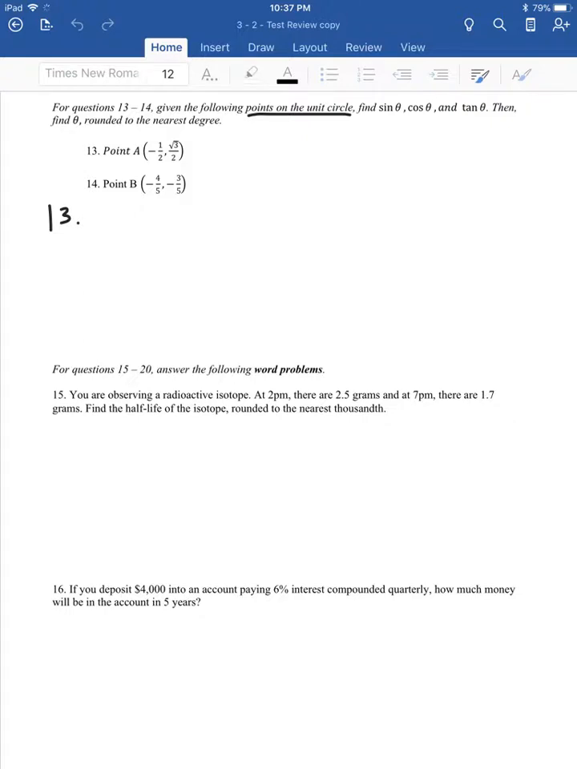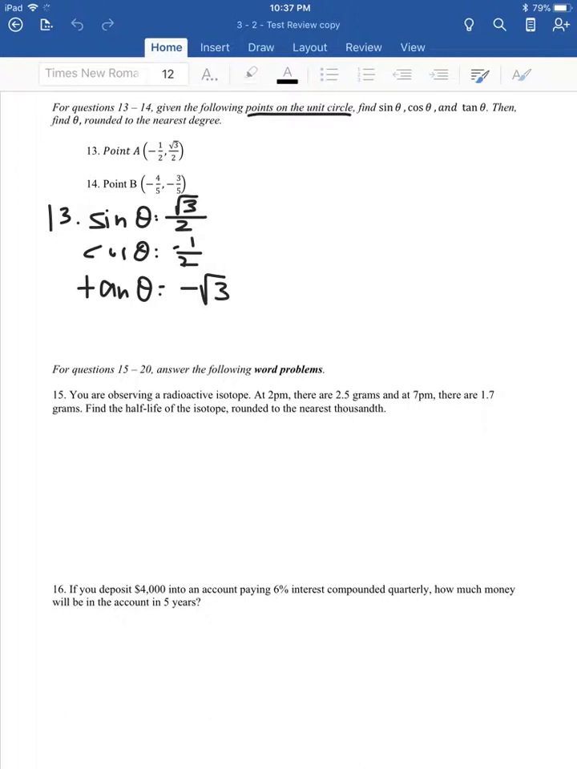Okay, so for point A, for question 13, sine of theta is my y value, so sine of theta is the square root of 3 over 2. So right away, bells should be going off. Square root of 3 over 2, that's going to be one of my special angles. Cosine of theta is negative 1/2. Okay, and then when I do the tangent of theta, the square root of 3 over 2 divided by negative 1 over 2, if you actually go through and do that, you end up getting negative square root of 3.